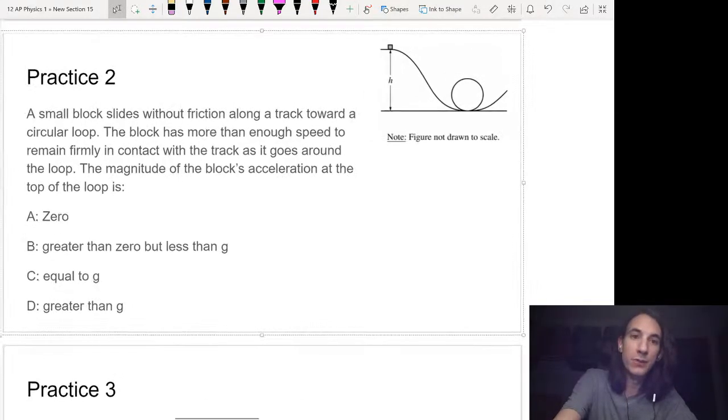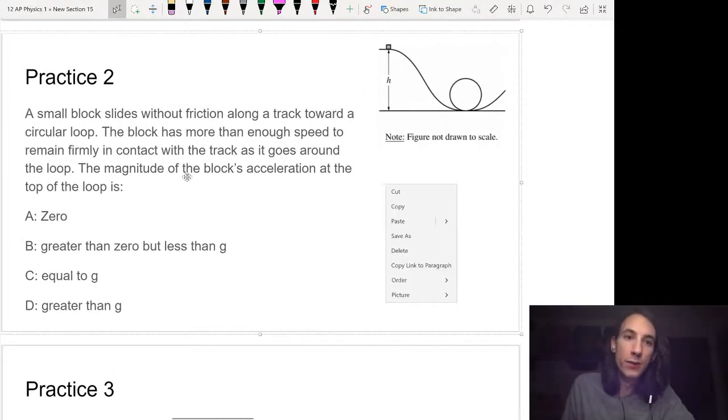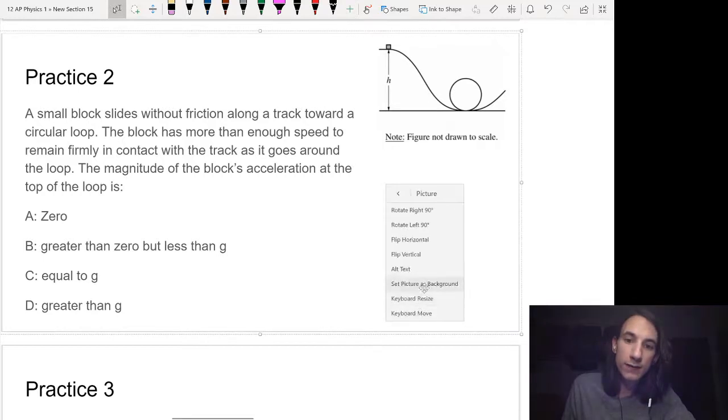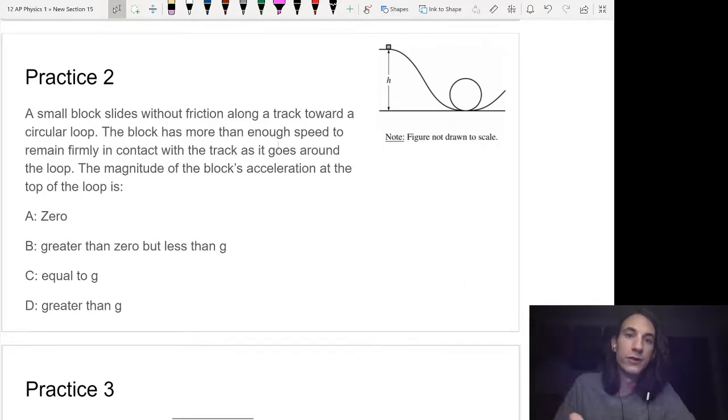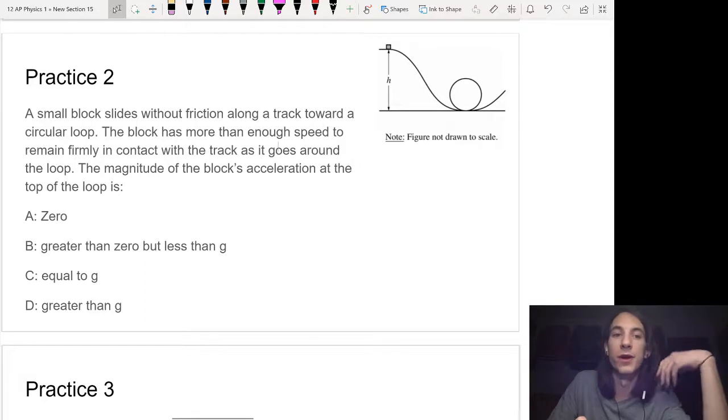Okay, so now we're looking at the second one, where we're saying a small block slides without friction along a track toward a circular loop. The block has more than enough speed to remain firmly in contact with the track as it goes around the loop. The magnitude of the block's acceleration at the top of the loop is something.